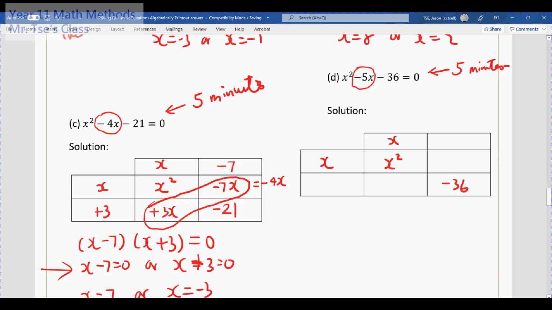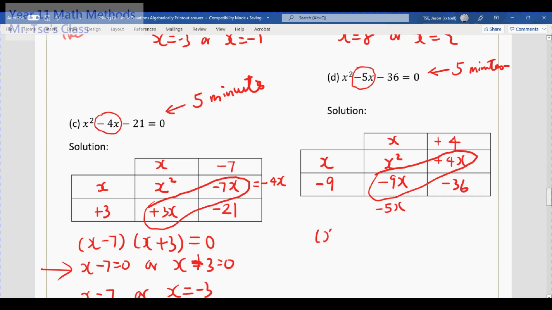So how about 9 and 4? 4 times 9 will give you 36. But the key is which number you need to put as negative, so that you get minus 5x. So let's just put the bigger number negative and the smaller number positive, and you will have plus 4x here, minus 9x here. And when you add these two like terms together, minus 9x plus 4x is minus 5x. So they match. So that means this table is correct.